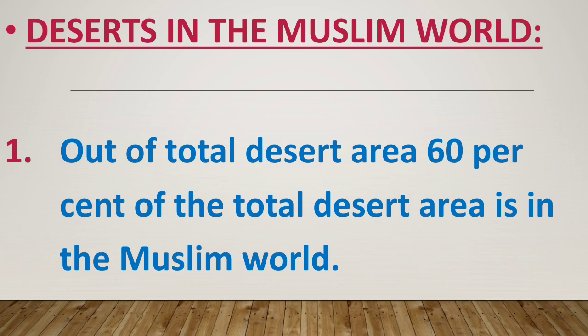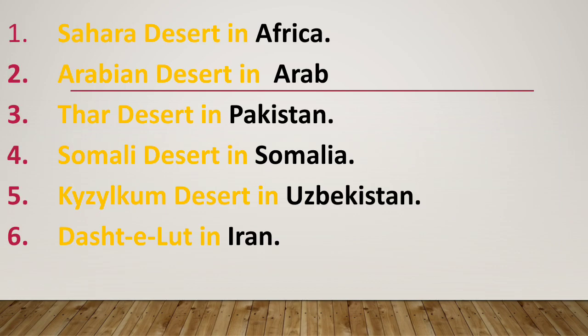Now we're discussing the deserts in the Muslim world. Out of the total desert area, 60% of the total desert area is in the Muslim world. So it means that if there is 100% desert area in the world, out of this, 60% is located in the Muslim world. These are the names of some of the deserts in the Muslim world.